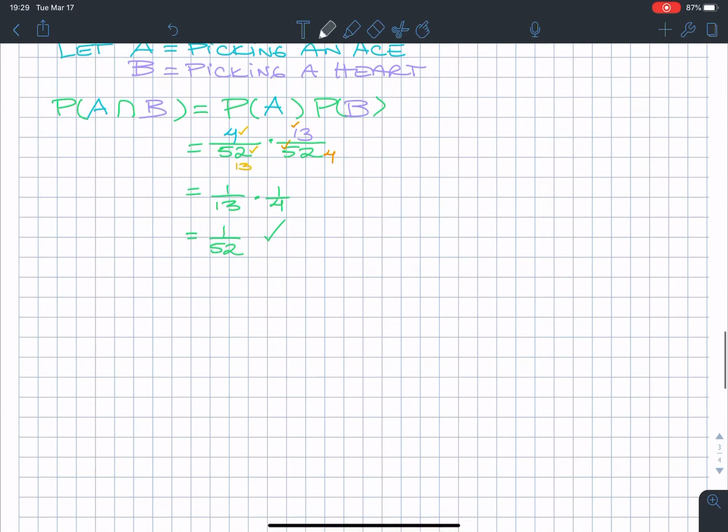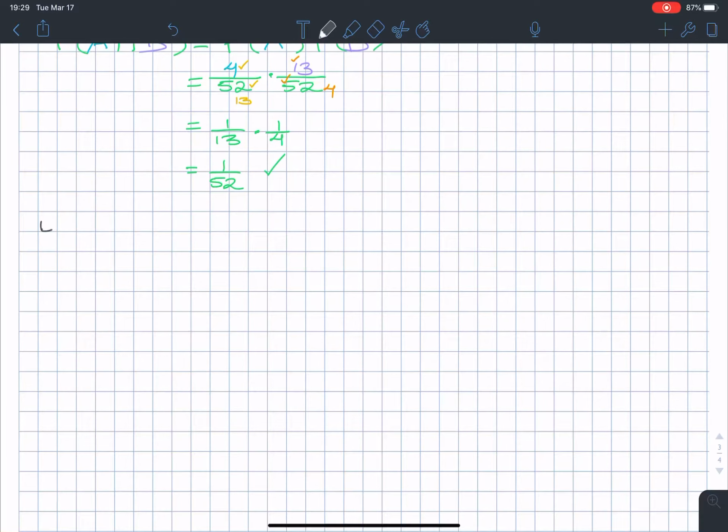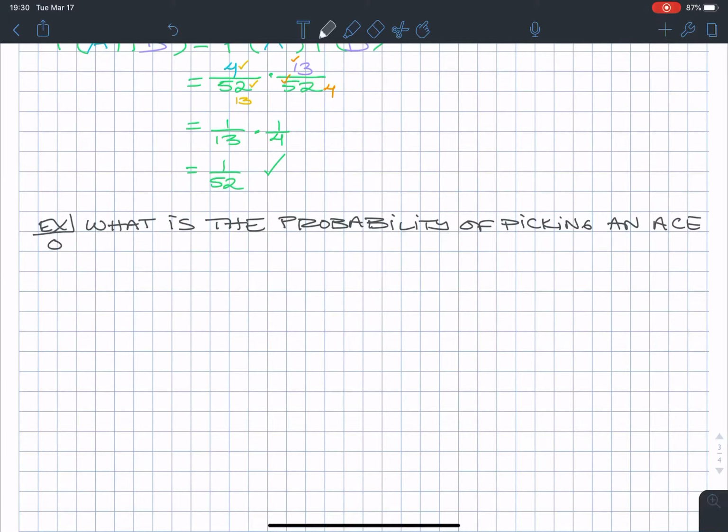So let's do another one. So for example, what is the probability of picking an ace or a heart? So now I'm not looking for the ace of hearts, I'm looking for either an ace or a heart.